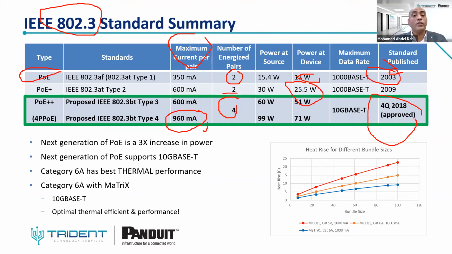So one of the recommendations from the standard and from all vendors in the market is that for the higher power, starting from the POE++, use Cat6A cable. Cat6A cable gives you the best thermal performance. You can support 10 gig per second, and you have optimum thermal efficiency and performance.